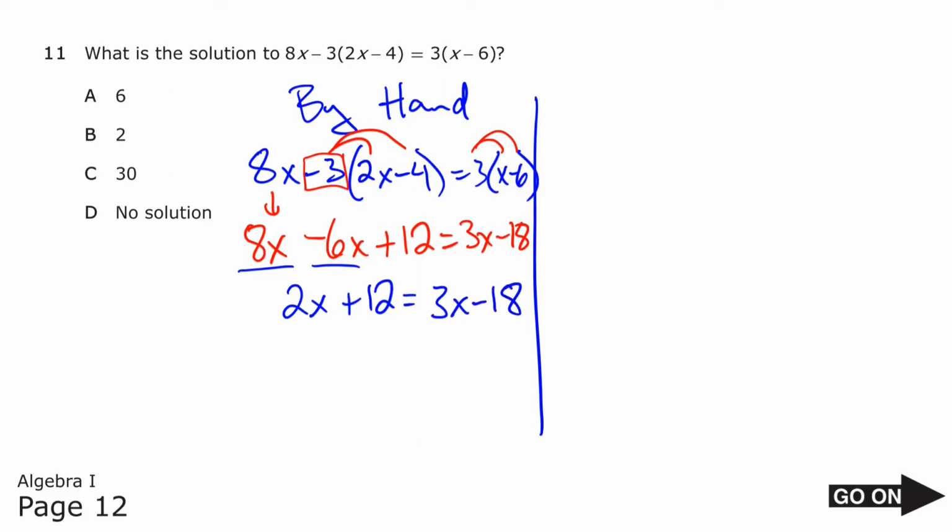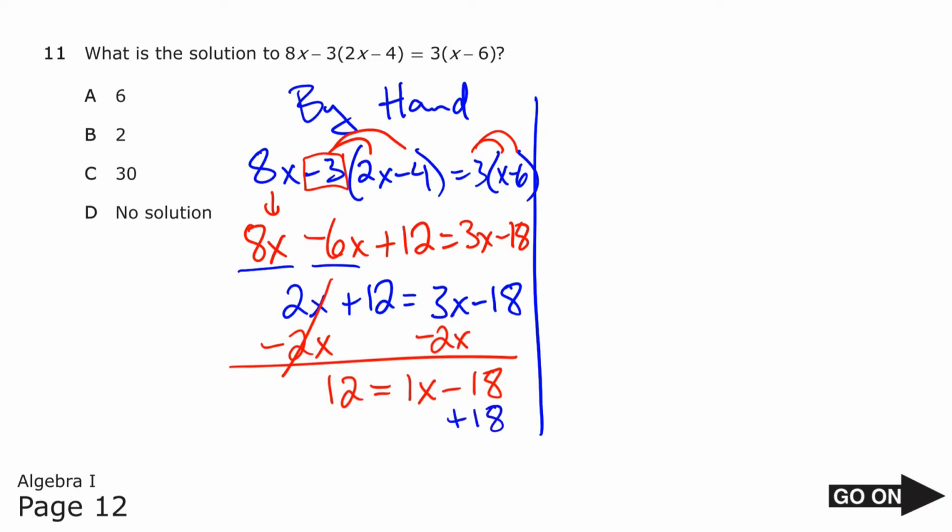3x minus 18. You can bring the x either direction. I can either bring that one to the right or this one to the left. I'm going to move the 2x so that I'm not left with a negative when I finish subtracting. To get rid of a positive 2x, you go minus 2x, minus 2x. Now we have 12 equals 3 minus 2 is 1x minus 18. We need to get rid of the 18. Right now it's subtracting from our x, so we're going to add plus 18, plus 18. X is equal to 30.